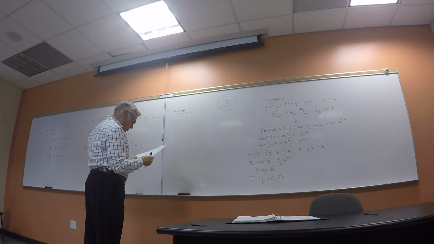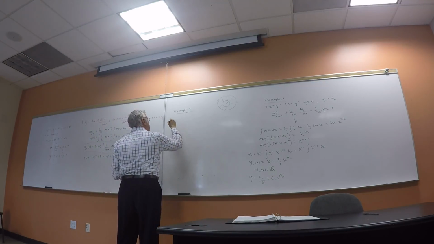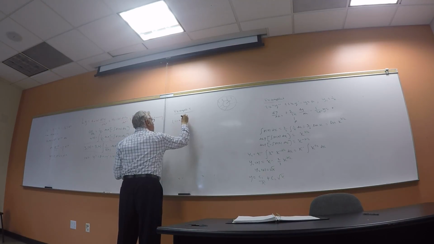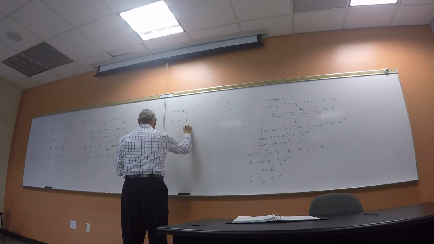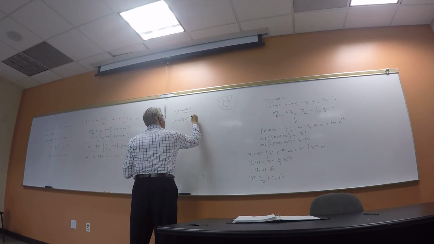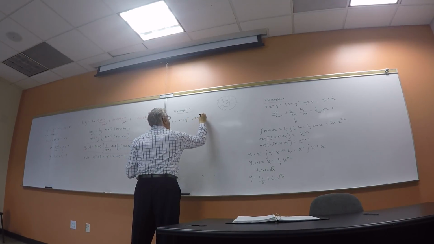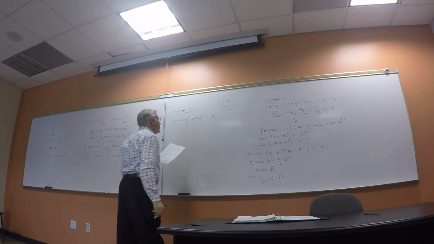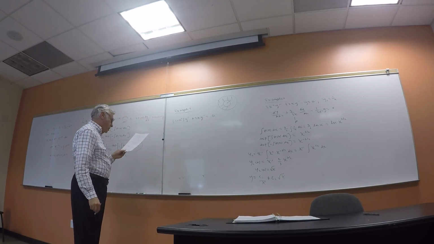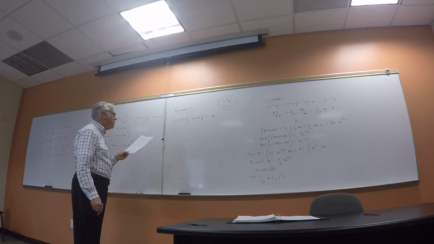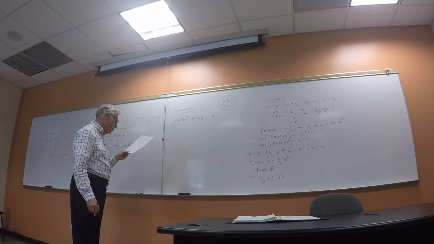1 minus x squared y double prime plus 2xy prime equals 0. Okay. Let me see again. 1 minus x squared y double prime plus 2xy prime is equal to 0.